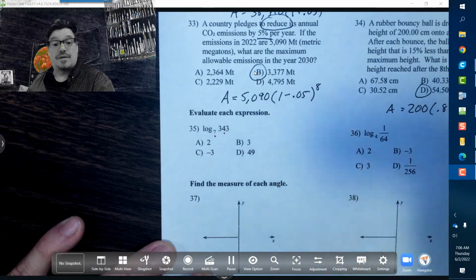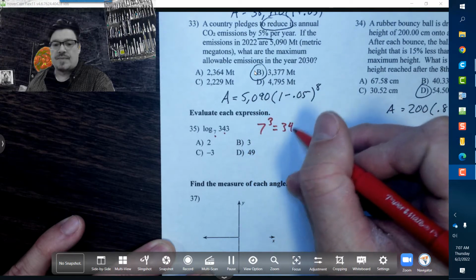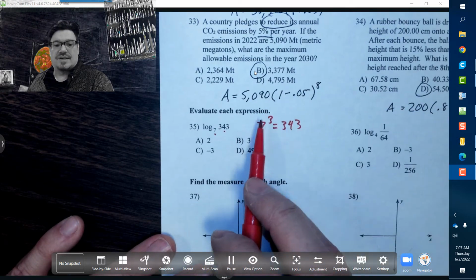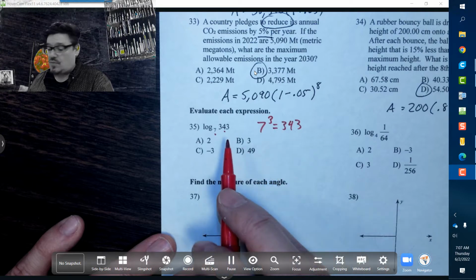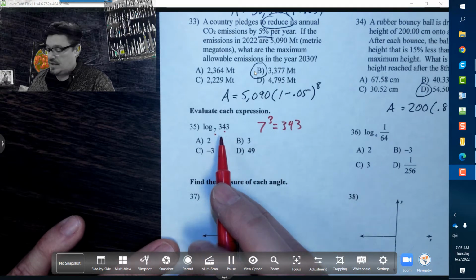And you'll find that 7 to the third power is actually 343. So don't be surprised if on your test you have to go backwards from this, where if you're given this, write it into log form. All right, so the answer to that is B.